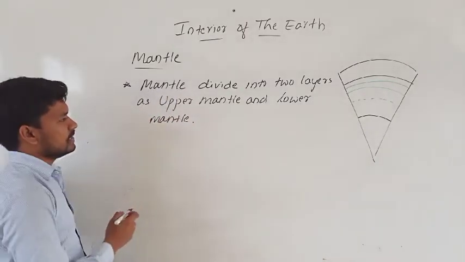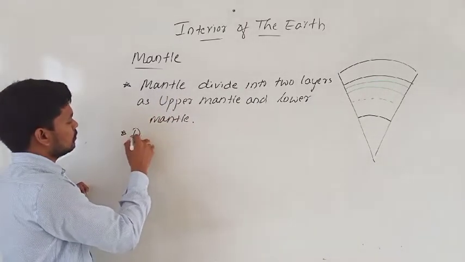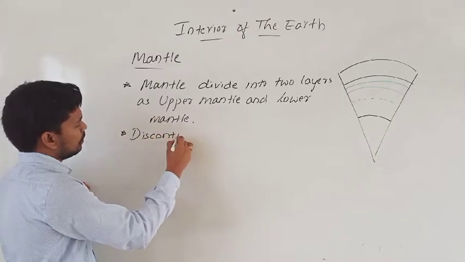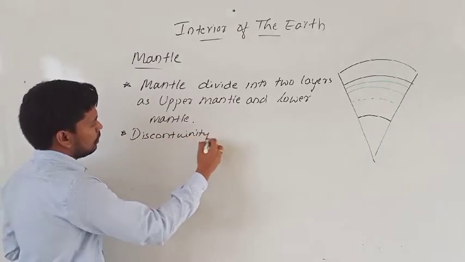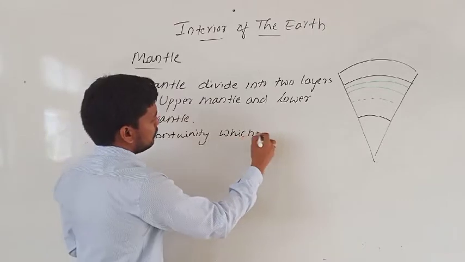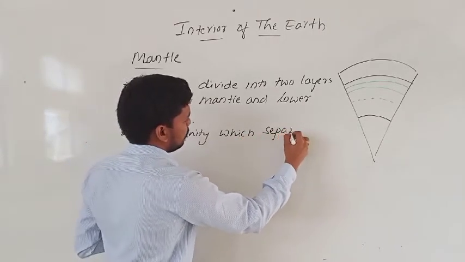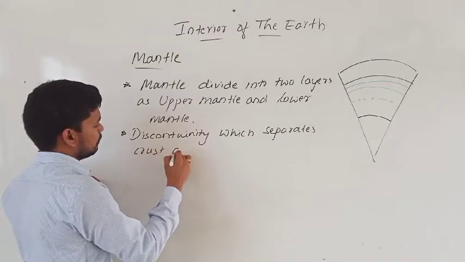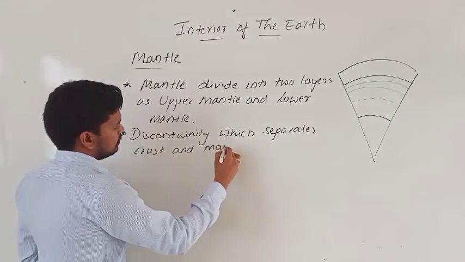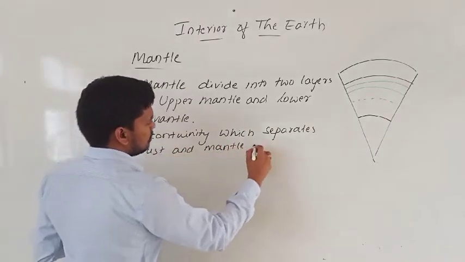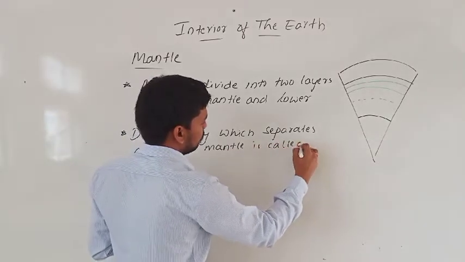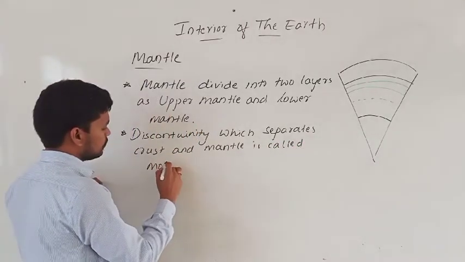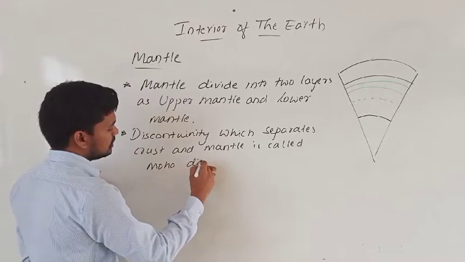So the discontinuity which separates crust and mantle is called the Moho discontinuity.